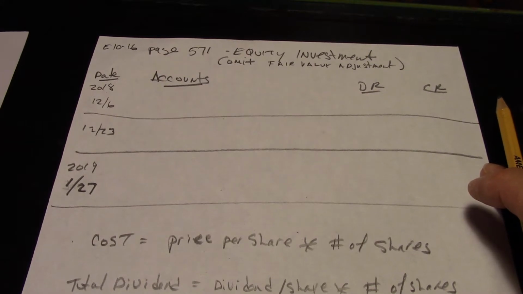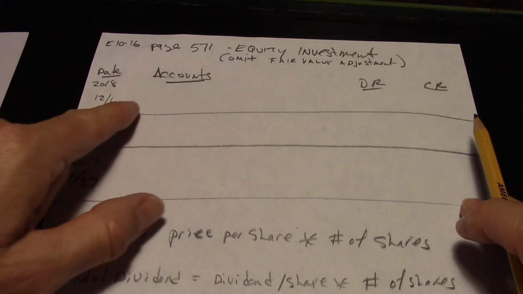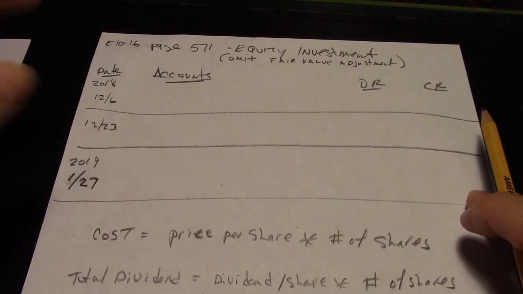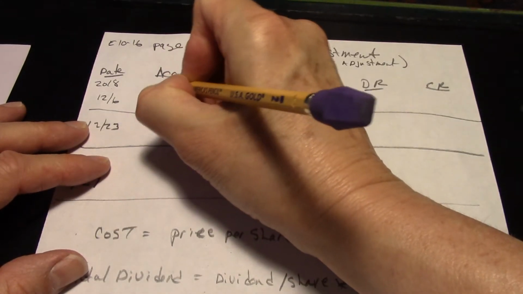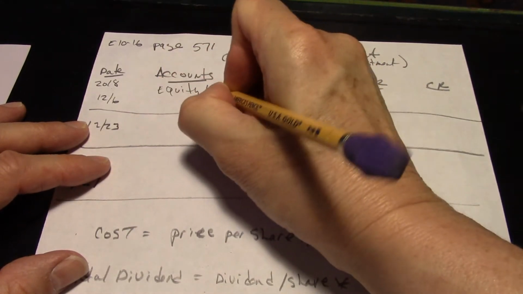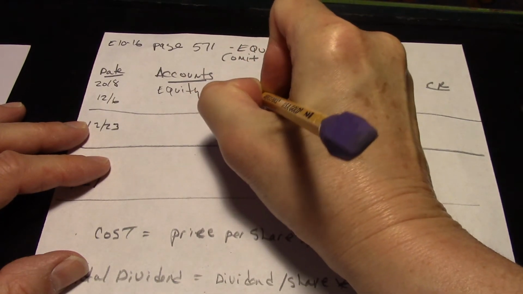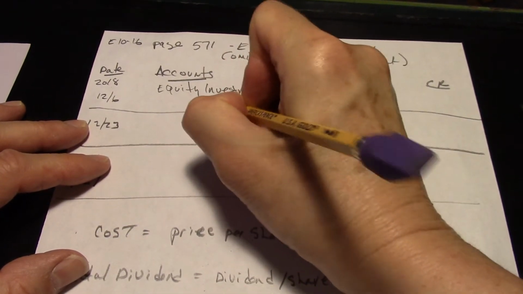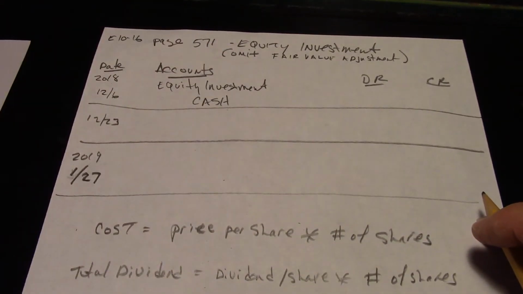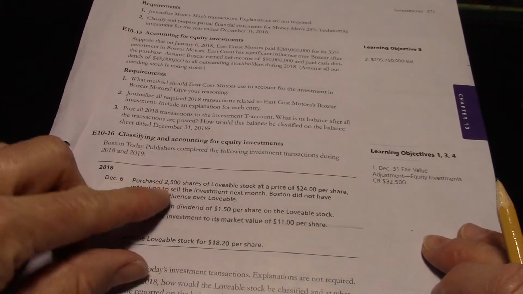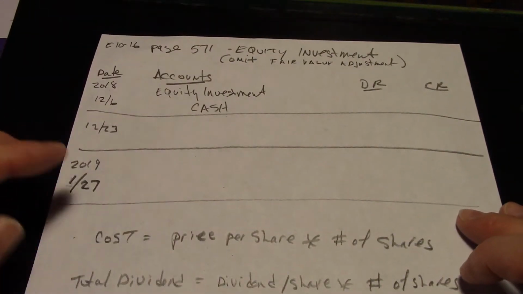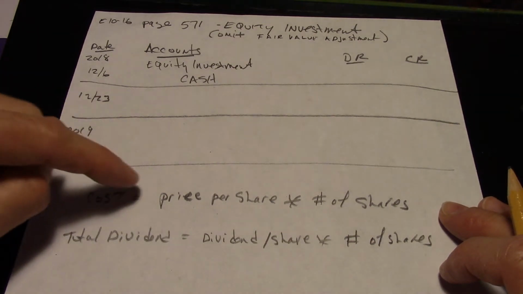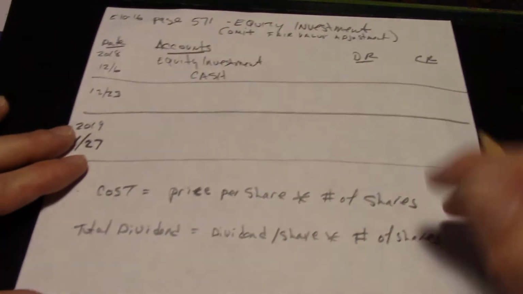But basically we need to get this on the books, right? So we have to first of all acknowledge this new asset that we paid out some cash for. So we're going to have an equity investment. And of course, we don't have that cash anymore. We paid it out, but how much? Well, we know we bought 2,500 shares, and we know we paid $24 per share. So I've written down here, cost is price per share times number of shares.